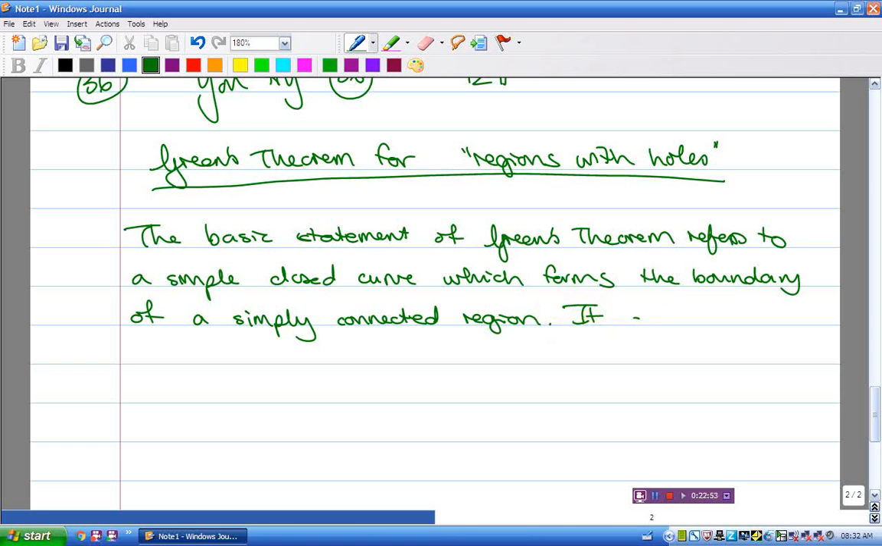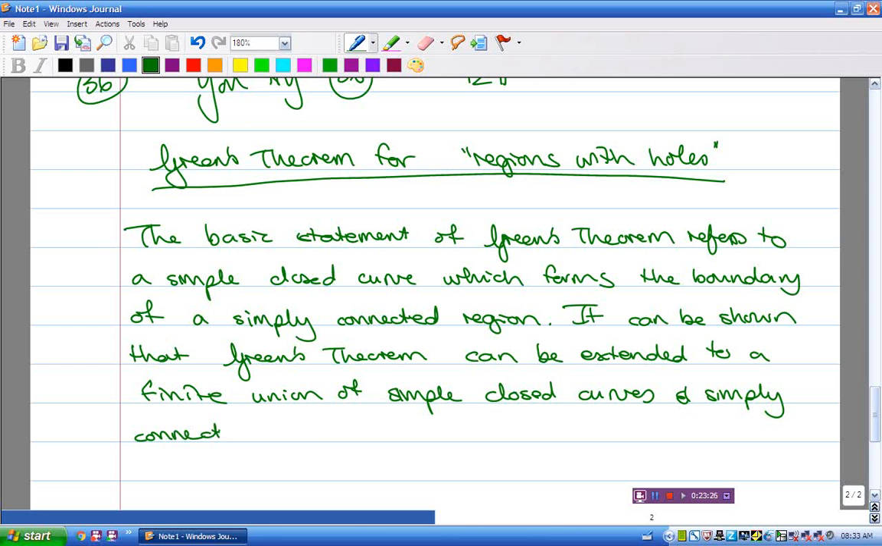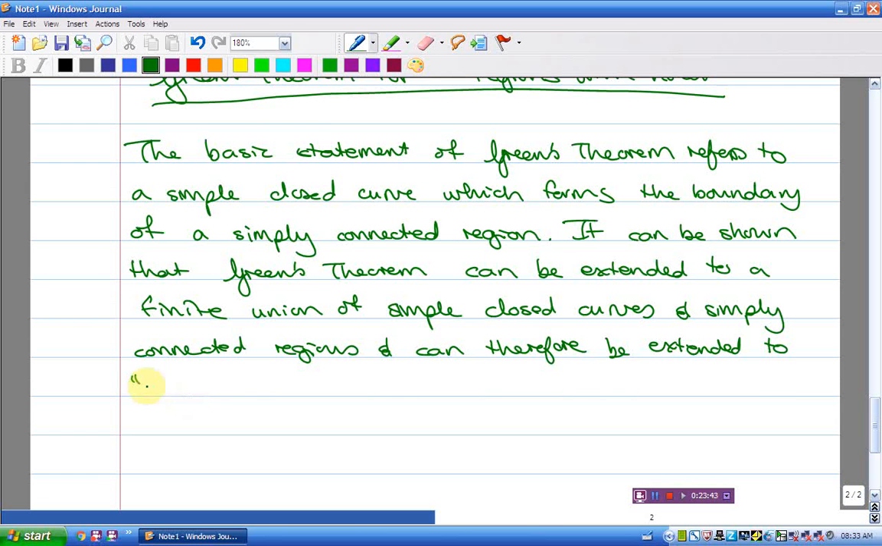It can be shown that Green's theorem can be extended to a finite union of simple closed curves and simply connected regions, and can therefore be extended, and I'll give you some pictures to show what I mean, to what I'm calling regions with holes. In other words, regions which are not simply connected.